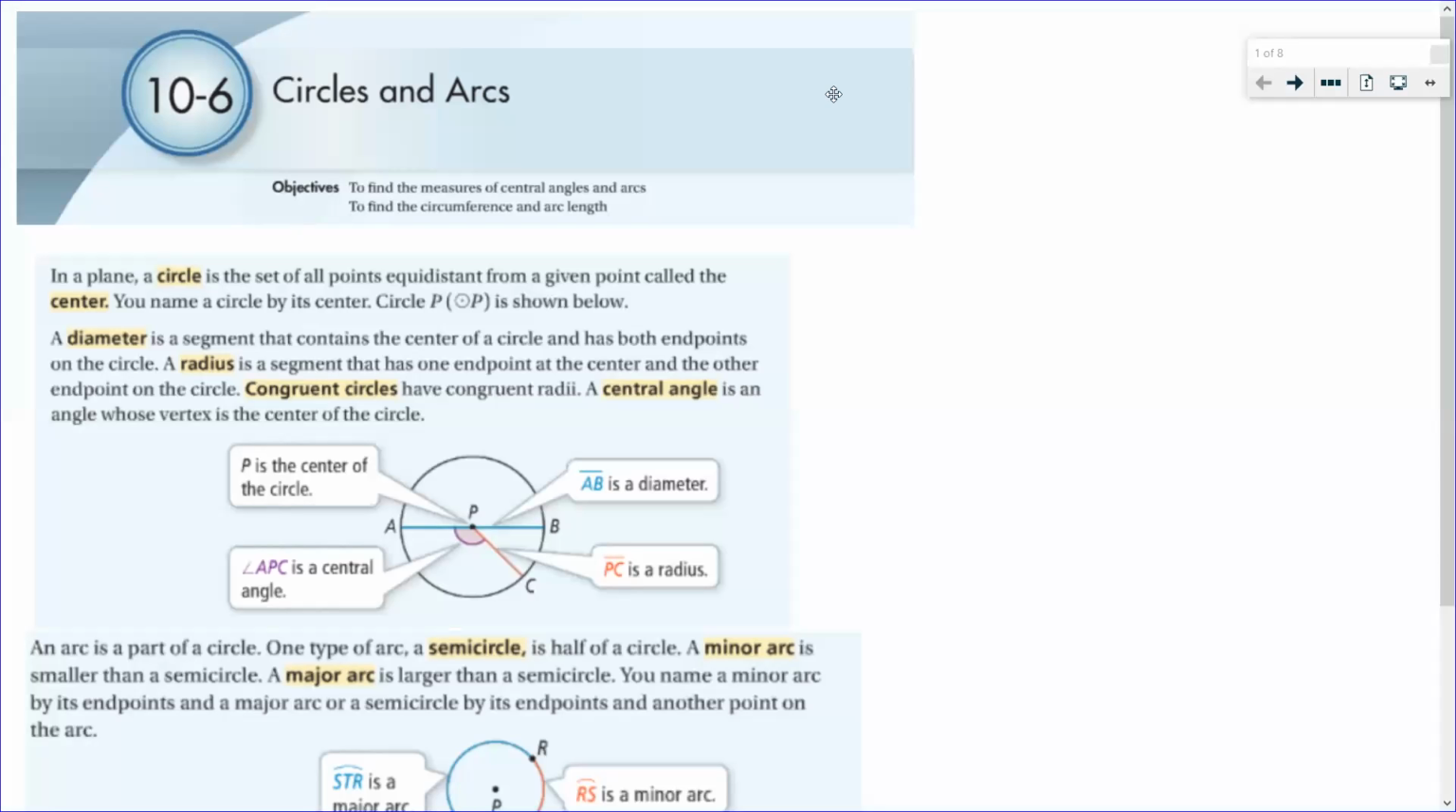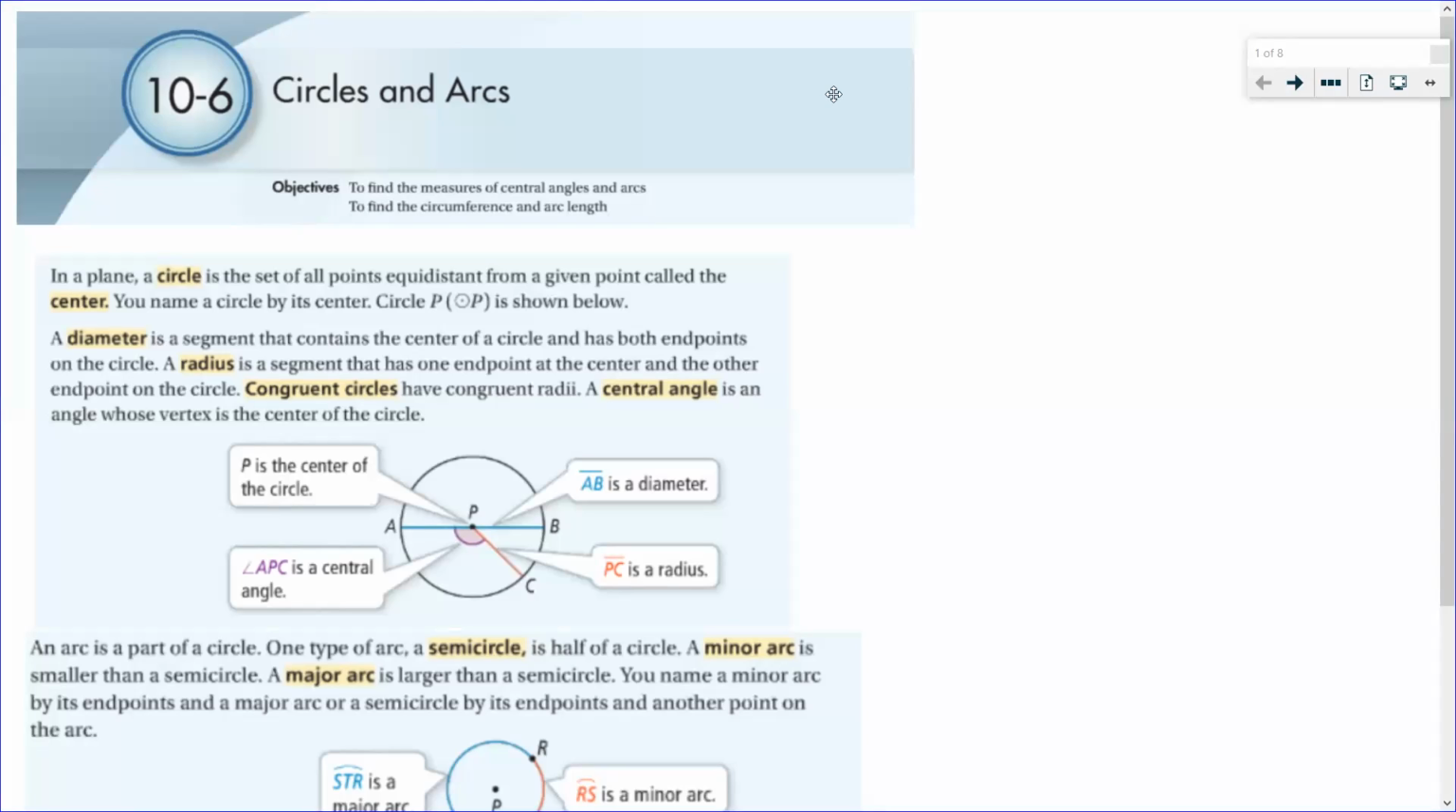Today, our lesson is talking about circles and arcs. Chapter 10, Lesson 6. Today, we will learn how we can find the measure of central angles and arcs, and how we can find the circumference and arc length. Now, let's start with the definition of a circle.